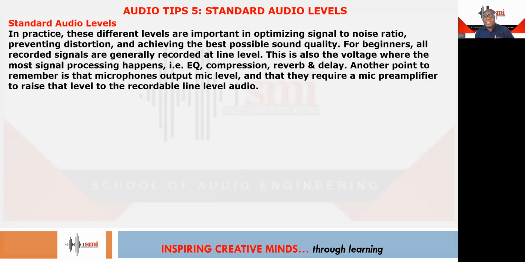And let me just mention that this line level has 2 divisions. We have our equipment that operate at consumer level, which is minus 10 dB voltage. And we also have others that work at professional level, plus 4 dB voltage. We'll talk about this one later. That is what I need to know. So line level are of 2 kinds, professional level and consumer level.